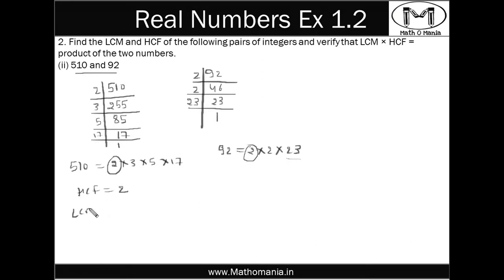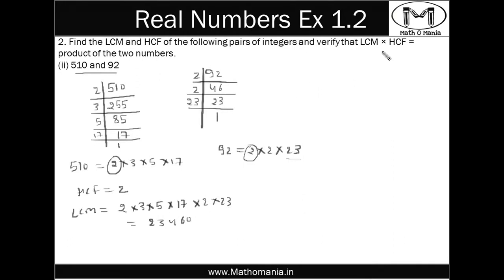Now to find the LCM, as discussed earlier, we'll note the common term once only. So we'll copy this 2, we'll copy one only, and we'll copy all the remaining terms as it is. So 3 into 5 into 17, and here we are left with 2 into 23, so we'll note those as well. So the LCM comes out to be 23460, which is the product of all these numbers, right?